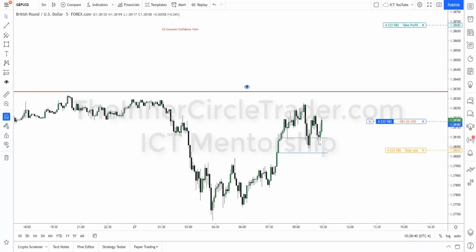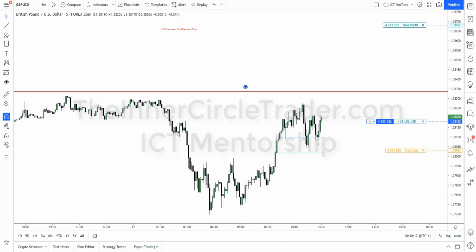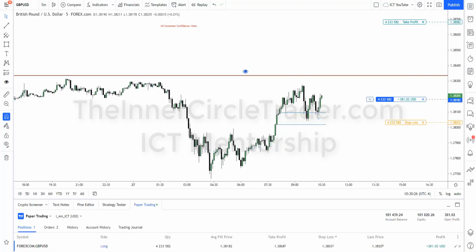The London session created a low of the day, relative equal highs. This is like one of the easiest setups there is. I mean, this is basically YouTube level without the fair value gap. It's optimal trade entry after London's created a low of the day and relative equal highs and a high impact news event for the New York session.